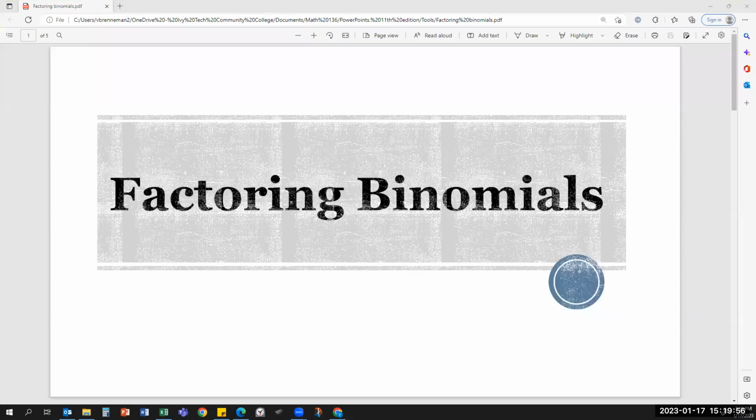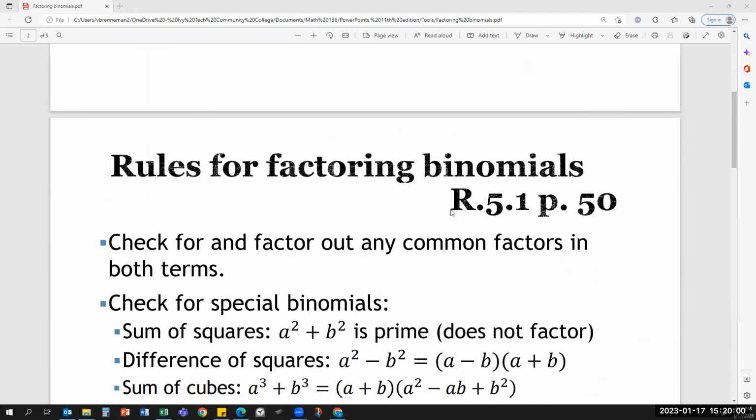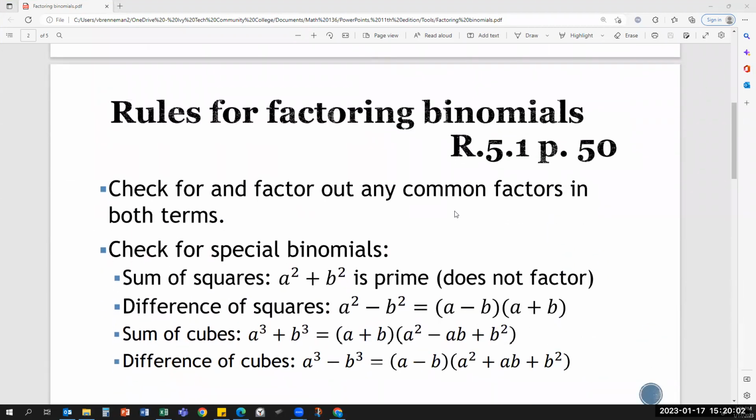Let's talk about factoring binomials. So a binomial is two terms added or subtracted, and we're factoring. So often all you can do is check for any common factors and factor those out. But there are special types of binomials that factor in more complicated ways, or that don't factor.